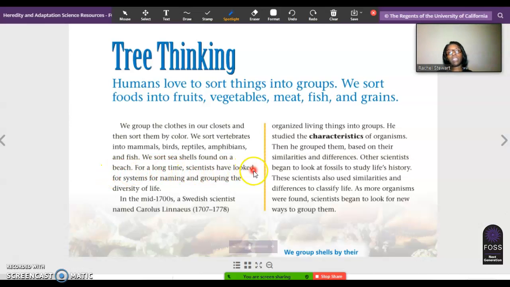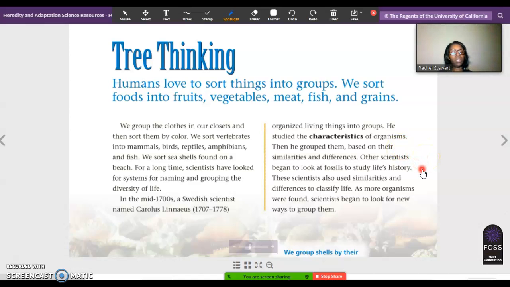For a long time, scientists have looked for systems for naming and grouping the diversity of life. In the mid-1700s, a Swedish scientist named Carolus Linnaeus organized living things into groups. He studied the characteristics of organisms. Then he grouped them based on their similarities and differences.